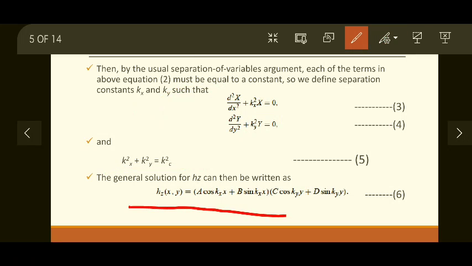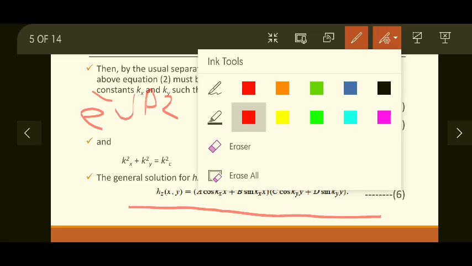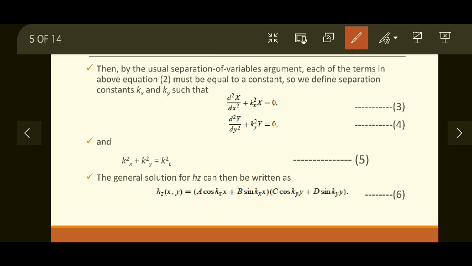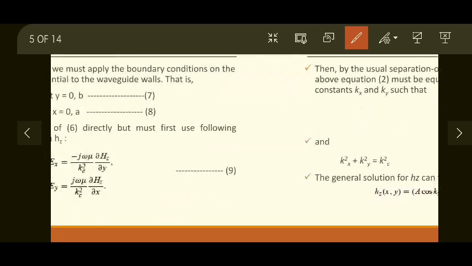by this equation in terms of cos and sine, because we have e raised to minus j beta z also. So it is imperative that we should use cos and sine. So it is represented by A cos kx x plus B sin kx x, into C cos ky y plus D sin ky y. Okay, so it completes all the x and y components of the magnetic field. Z component we are trying to calculate. Okay, so let's see further.